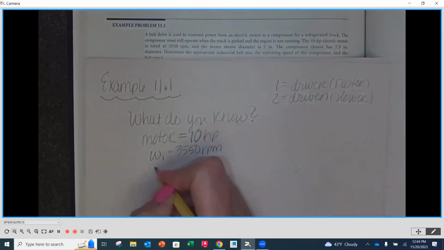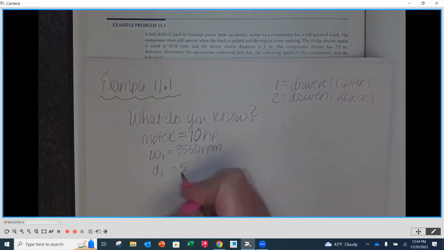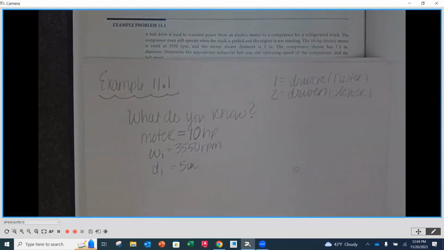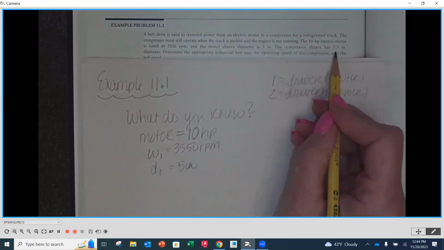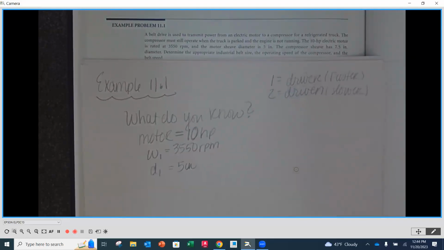Yes, so lowercase d, which is the pitch diameter of the driver, because it's going to be on the motor, is going to be equal to 5 inches. Good. And always make sure that you put your units along with this as well. Then it says that the compressor sheave is 7.5 inches. What would we call that? D2, right?